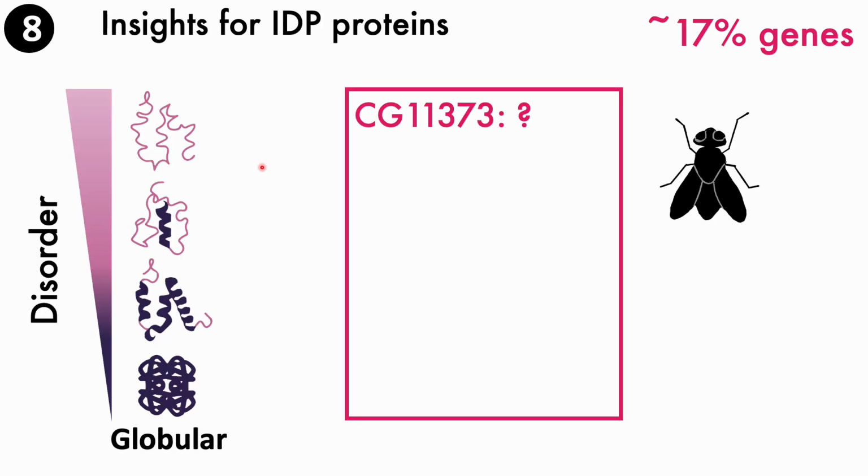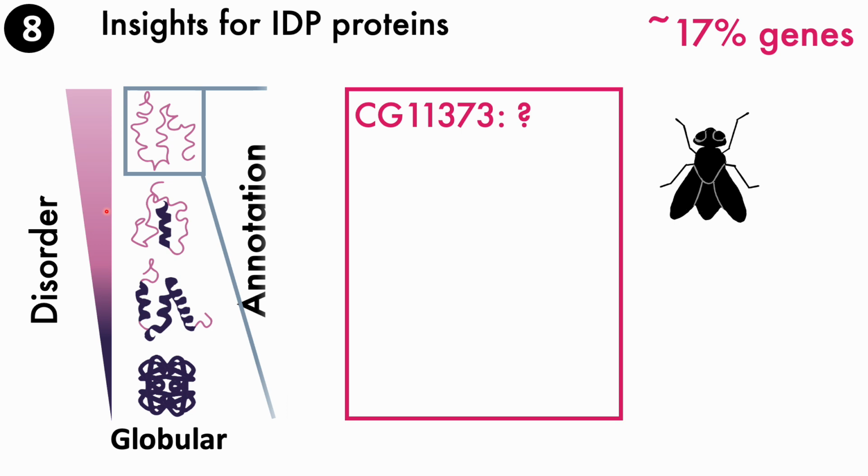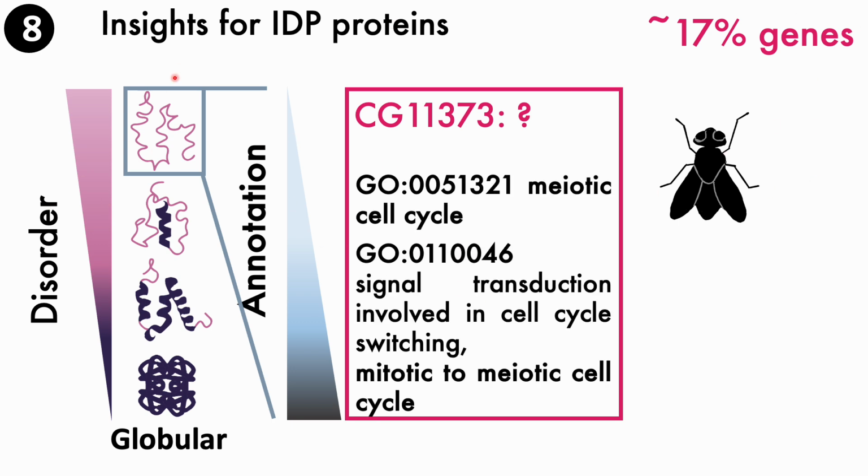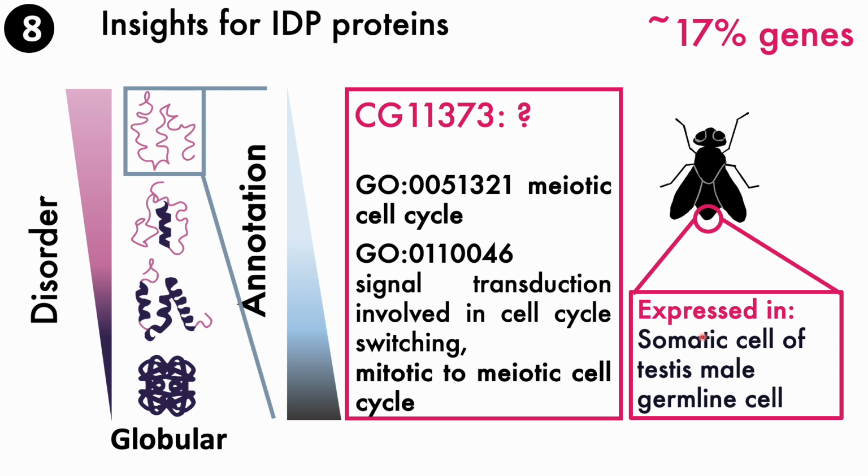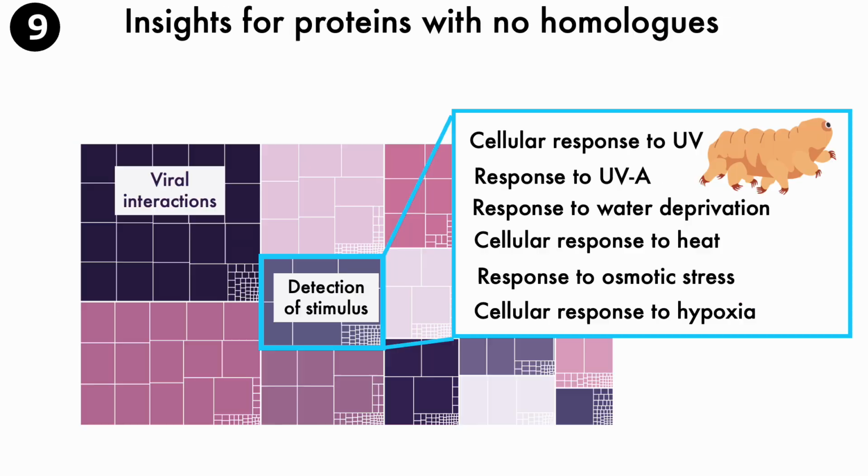So what kind of insights can we get from this effort? Well, we can get insights from intrinsically disordered proteins. For instance, we know that for intrinsically disordered proteins, the more disorder, the worse their annotations are. This is one gene from fly, one of these unannotated genes, which is an intrinsically disordered protein. The language models are providing terms like meiotic cell cycle, signal transduction, and so on. We know by transcriptomic experiments that this gene is expressed in the somatic cells of the male germ cell lines, so it's coherent with the expression data which are available.